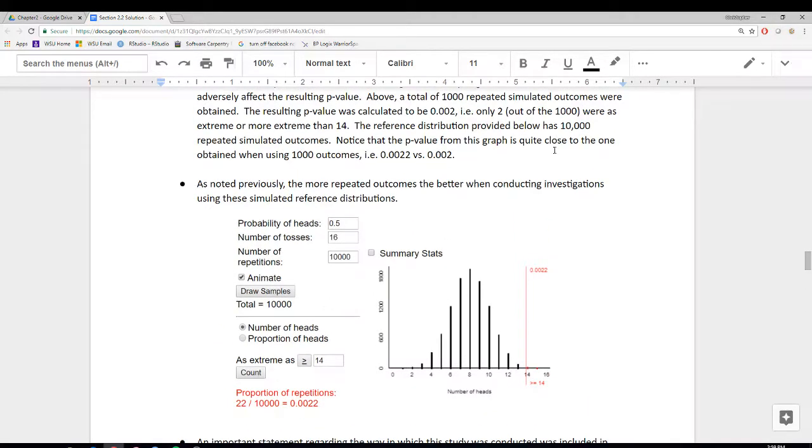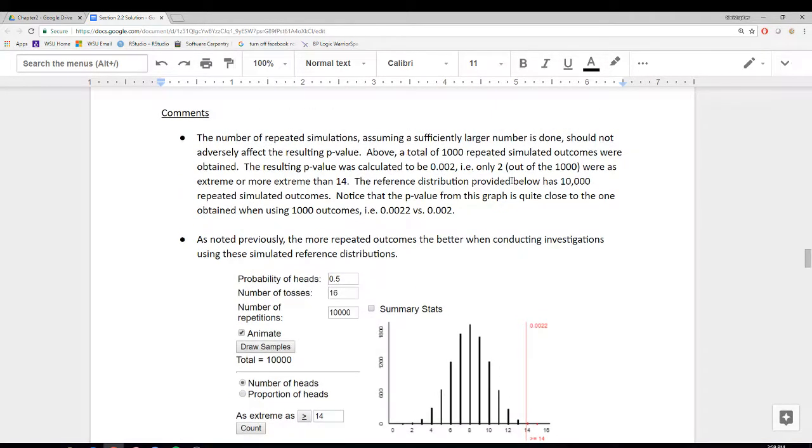Okay, so that again provides some comfort in knowing that the p-value is not going to change a whole lot whether or not you use 1,000 repeated simulated outcomes or 10,000 repeated simulated outcomes. Now that is true given that you're using a sufficiently large number to begin with.